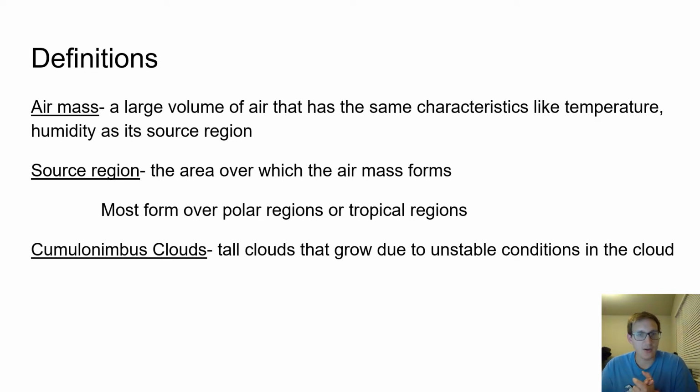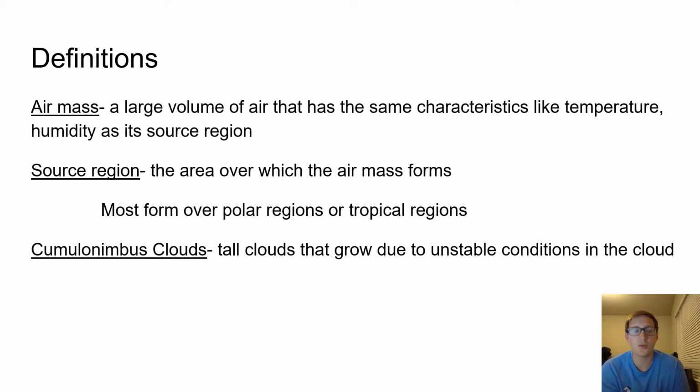Source region is the area over which the air mass forms. Most form over polar regions or tropical regions. All of these things form, and as they move around, they either gain temperature or lose temperature, with our whole convection-like properties where warm air rises and cold air sinks, and that sort of thing. All of that goes to why these air masses move across our Earth.